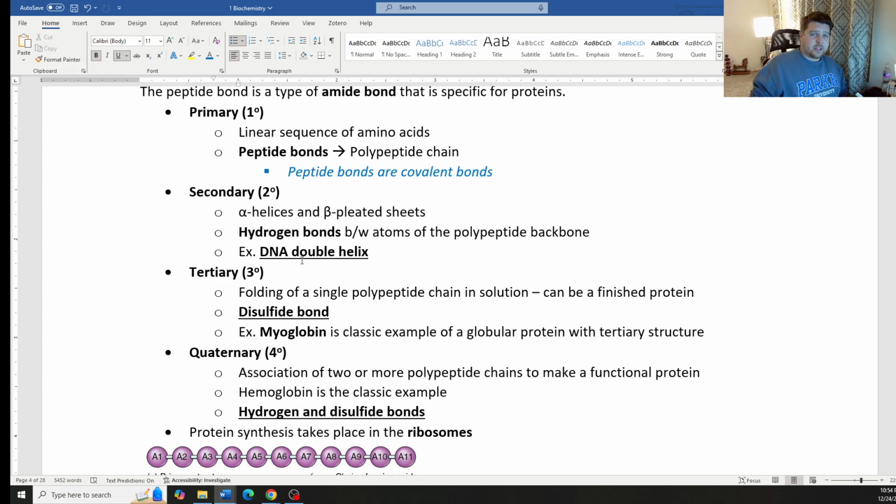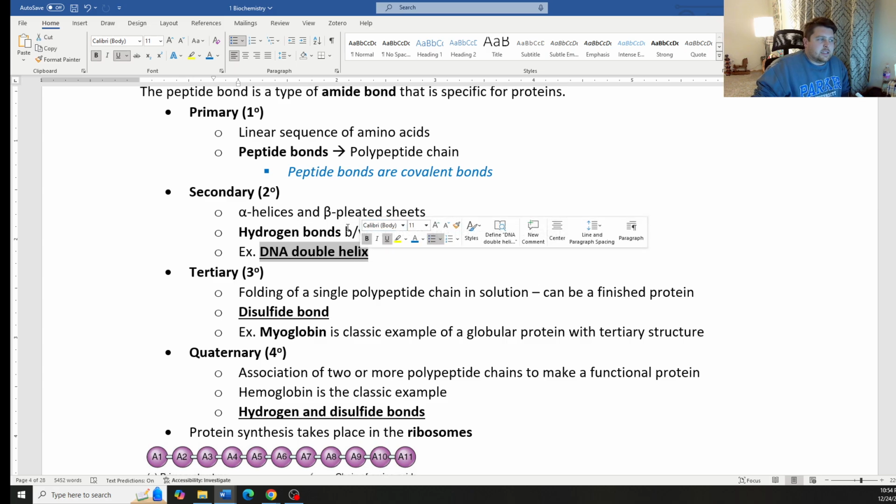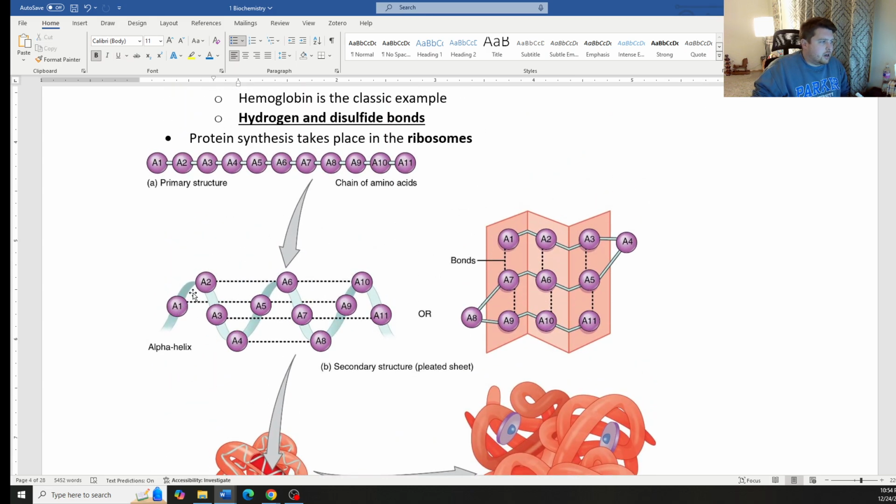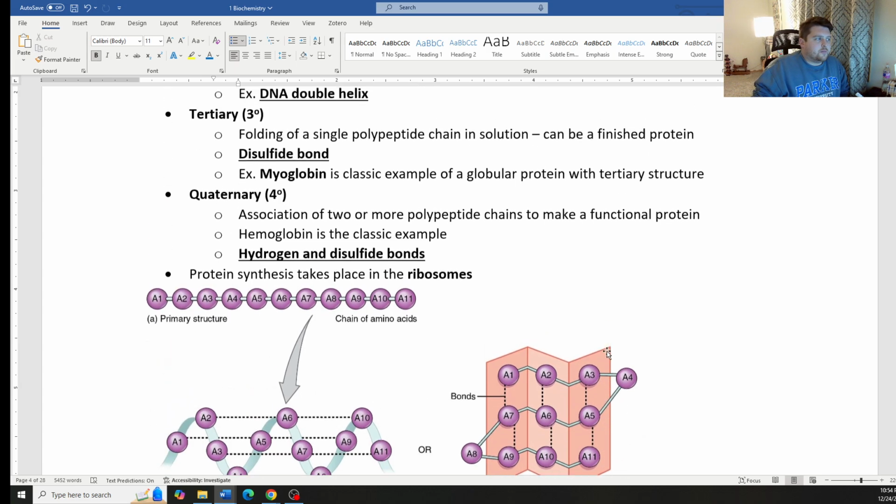Another way that they'll ask questions is where you see this. Our DNA double helix is an example of our secondary type structure. Secondary type structures are DNA double helix. Here we go. Here we get our alpha helix type structure or our beta pleated sheets.